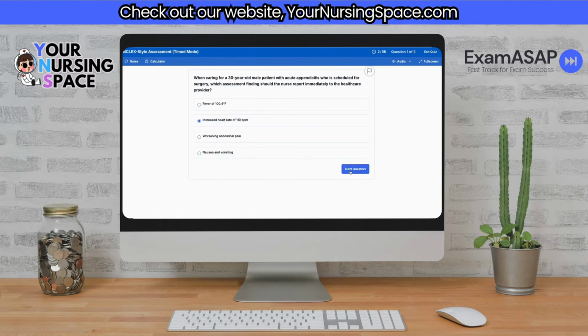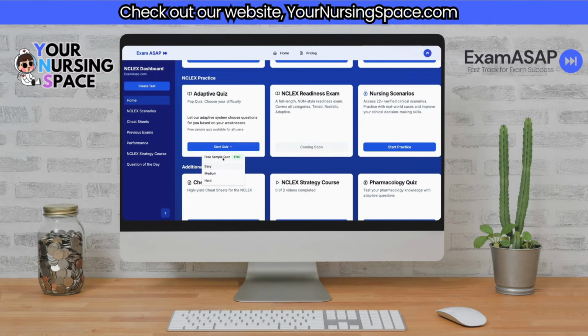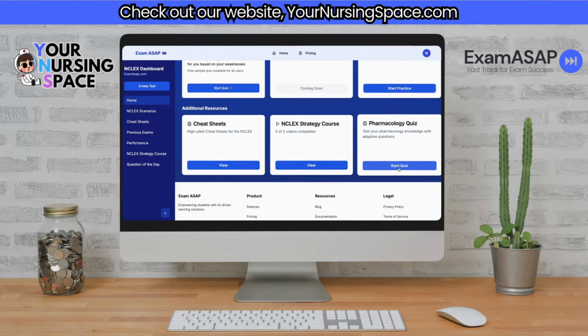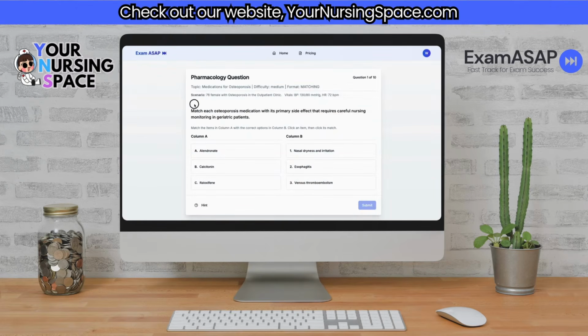Feeling indecisive? Select adaptive mode. Our engine reads every answer in real time and adjusts difficulty on the fly, pushing you to your sweet spot, a zone of challenge without overwhelm.